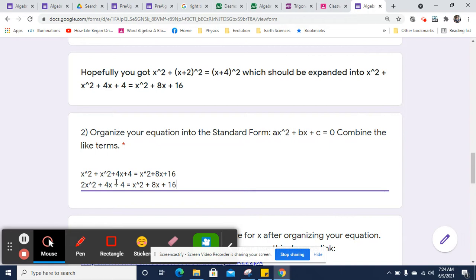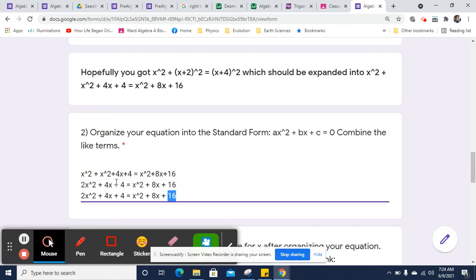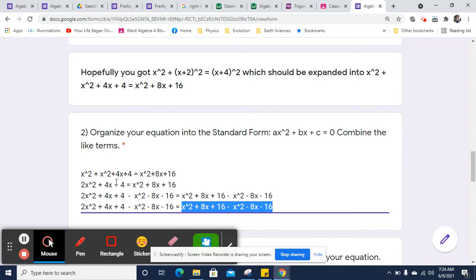Now I'm going to subtract all the stuff that is on the right side from both sides. I'm going to subtract x squared, I'm going to subtract 8x, and I'm going to subtract 16, from both sides. When I do that, the right side becomes 0. The left side, I've got to clean this up.